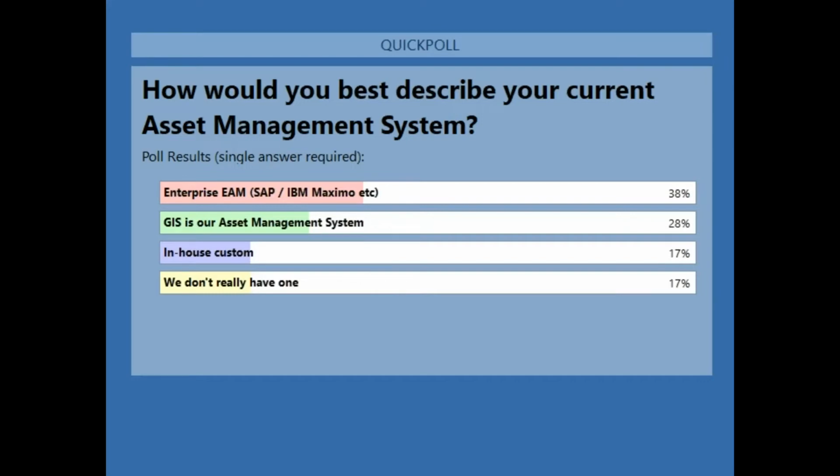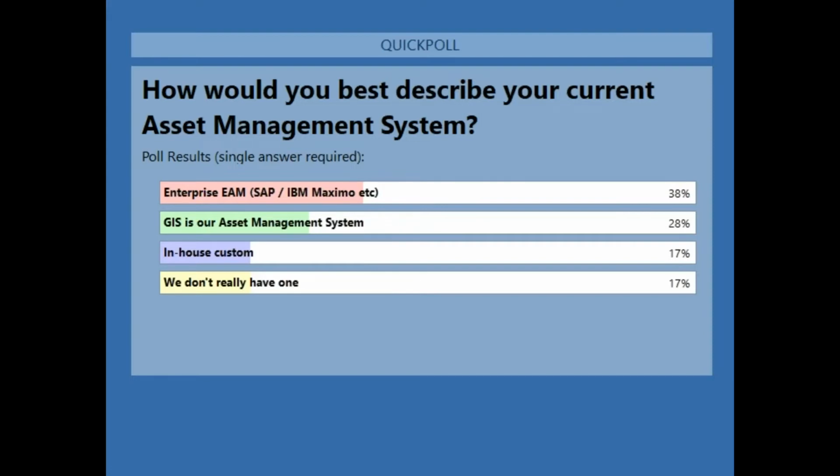28% have GIS as their asset management system. But again, what does that really mean? Does that mean just the ability to collect assets, or actually using the GIS to do much more logic and have much more analytics? So not overly surprising. I'm surprised that about 17% really don't even have one at all. That is a little bit surprising. What do you think, Matt?